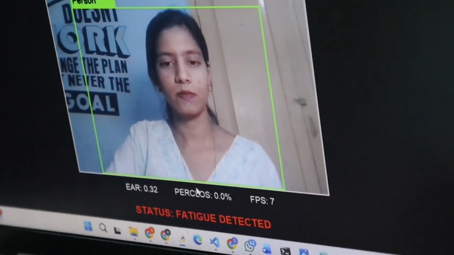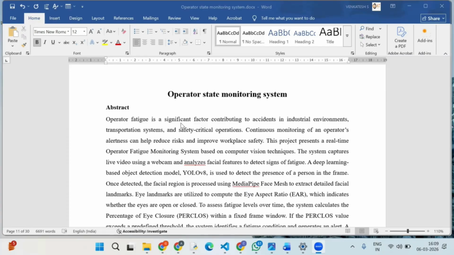So normally it is hello everyone. Today we are going to see the project called Operator State Monitoring System.